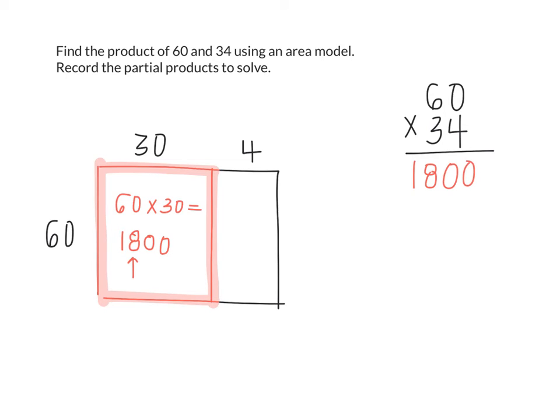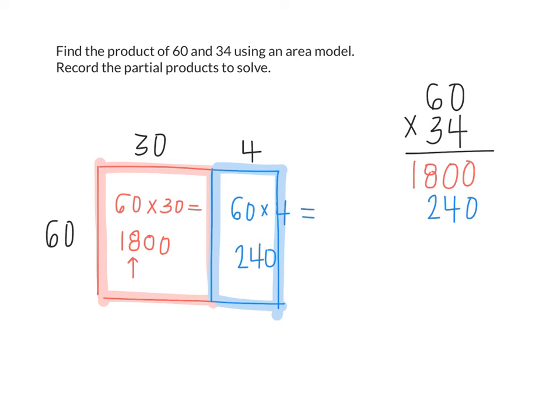How can I find the area of this next rectangle? Haruto? 60 times 4. Very good. Is that the same as 6 tens times 4? Or 6 tens times 4 ones? So what's 6 times 4? 24. What's 10 times 1? So what's 6 tens times 4 ones? 24 tens. Good. Or 240. Let's record the partial product, 240.